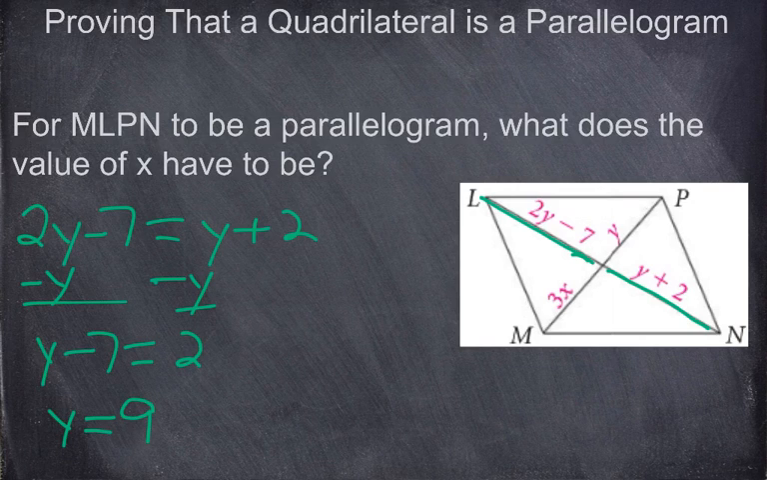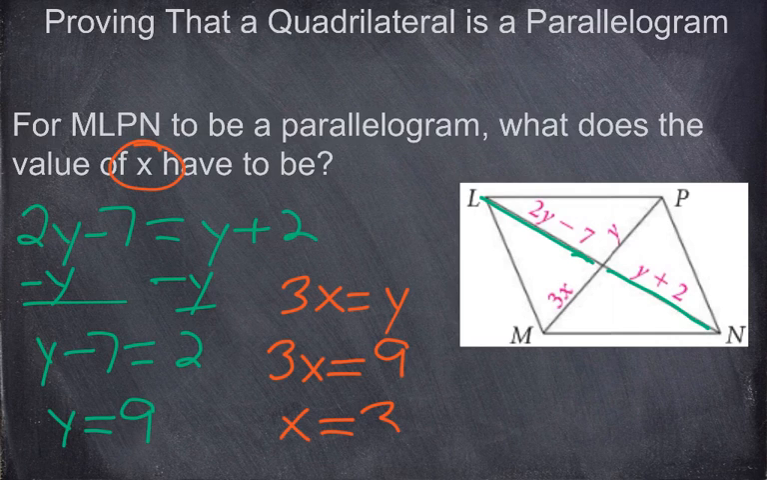Why was that important? Well, because notice it wants x. But if we set up the other equation, it's 3x is equal to y. So we had to find y first. You can't really solve an equation that has two variables by itself. You need to be able to plug something in to get down to one variable. So now instead of saying y, we could say 9. So if you divide by 3 on both sides, you get x is equal to 3. And there you have it. Again, the diagonals of a parallelogram will bisect each other.